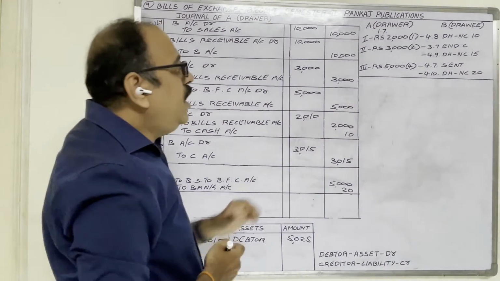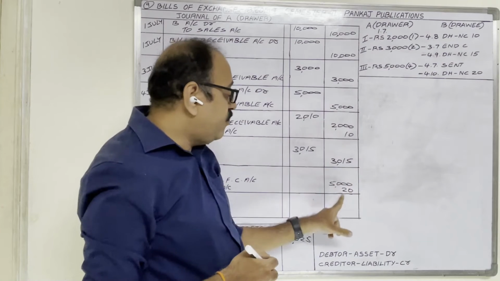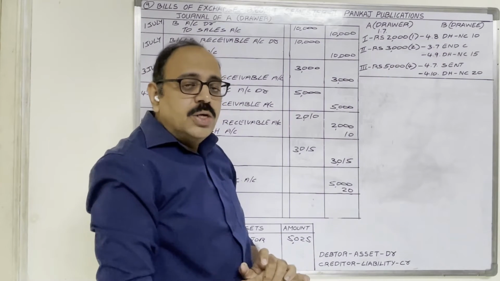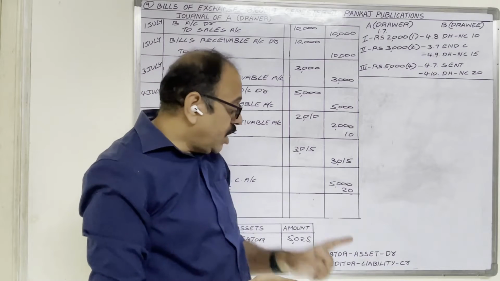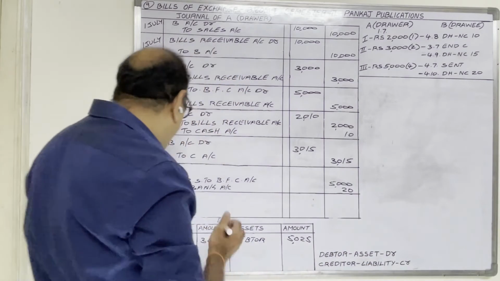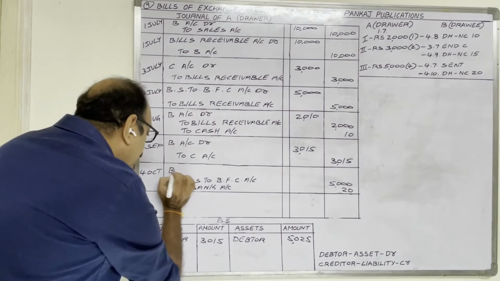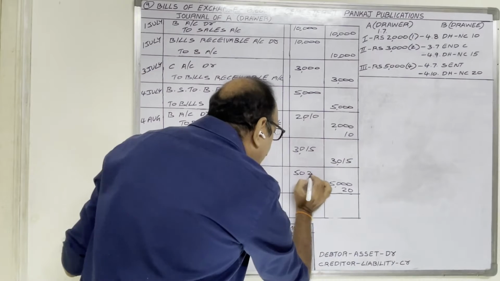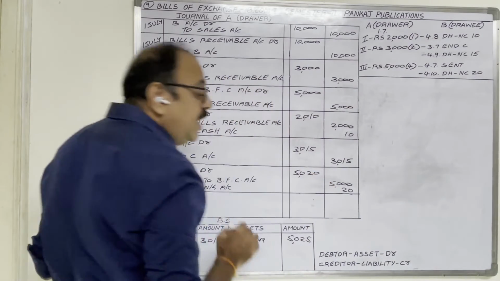Now again A demands this 5020 rupees from B only, no? B has to pay. So to A, B is becoming a debtor. Debtor is an asset, we have to debit. B account we have to debit, for how much value? 5020 rupees. Now B is a debtor.